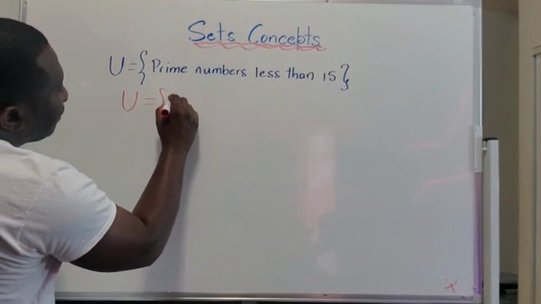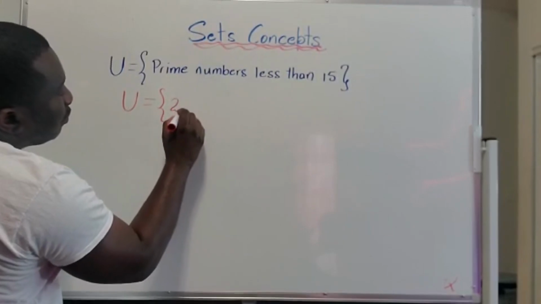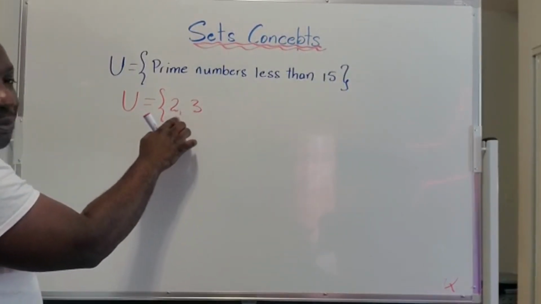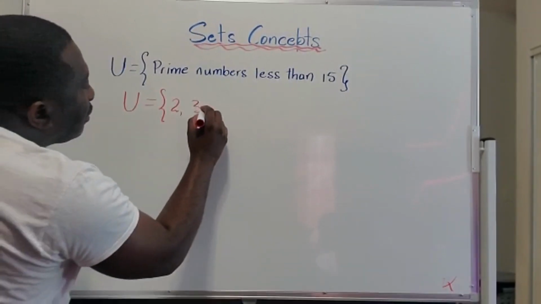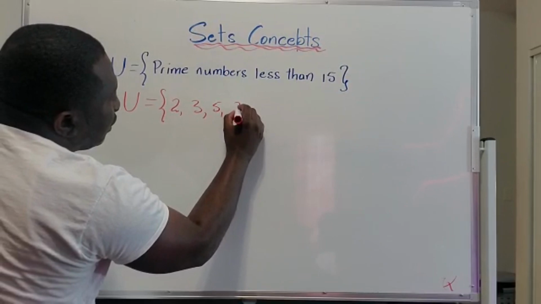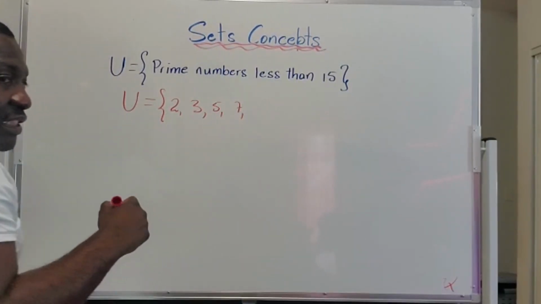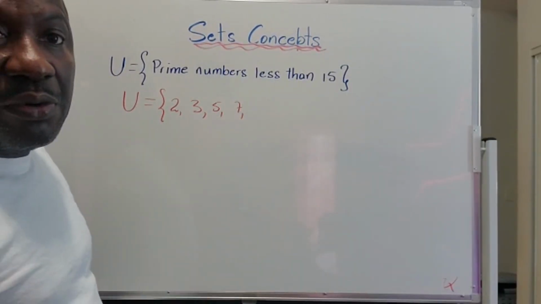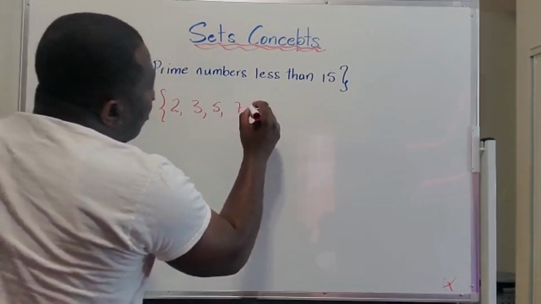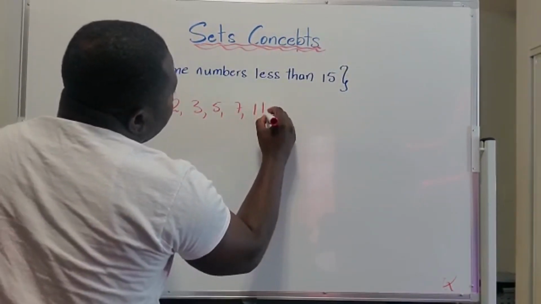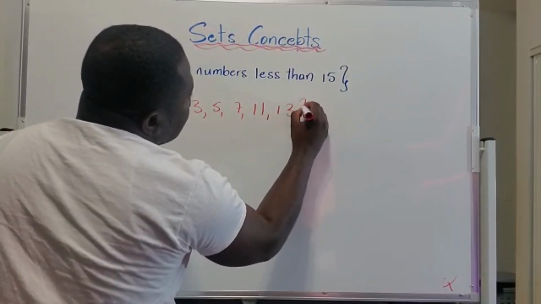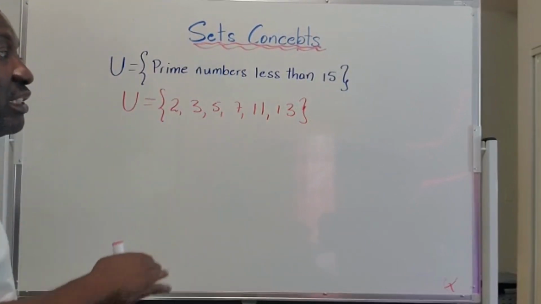In this case, it will be 2, 3, and remember guys, we separate each element using a comma, 5, 7. Is 9 a prime number? No, because 9 can be divided by 3 as well. So it is not a prime number. 11, 13. It says those that are less than 15.